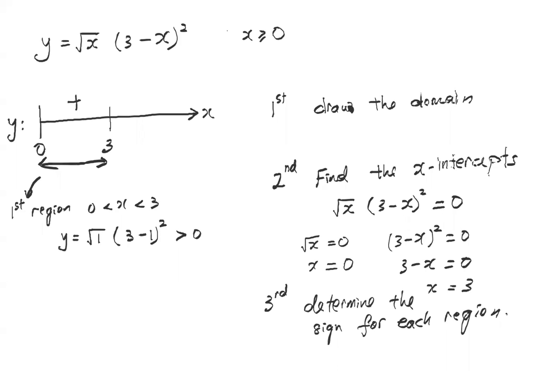So the second region is here, where x is greater than 3. I can take any value greater than 3, then put it into my y. Just take 4: square root of 4 times 3 minus 4 squared. Any square will be positive, correct? And the square root is also positive, so it's greater than 0. So the sign is positive. Got it? That is how you do the sign diagram.